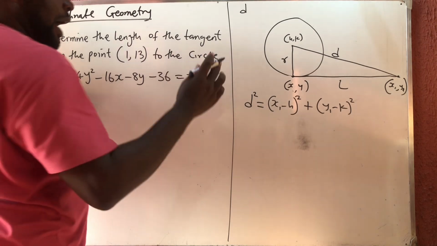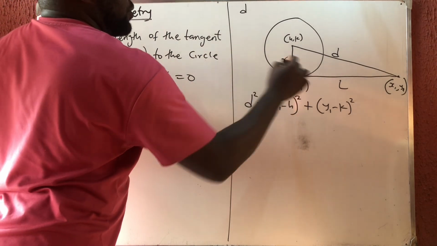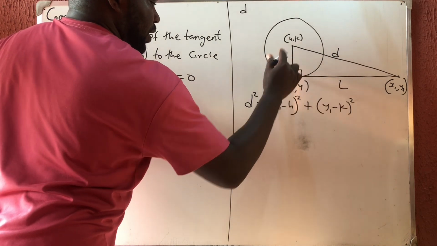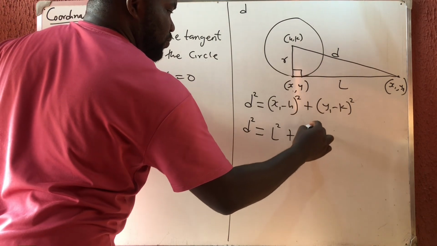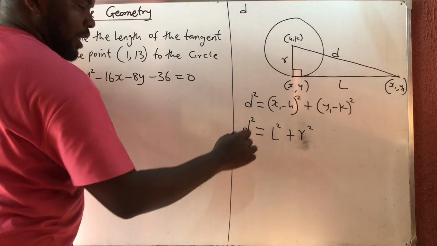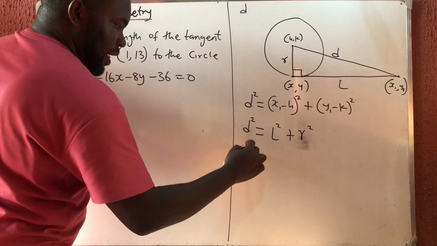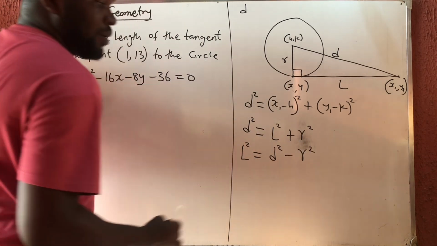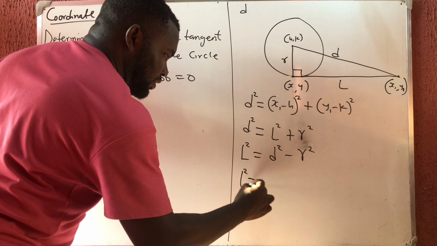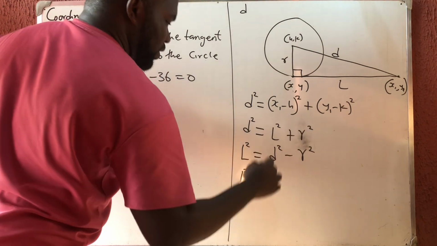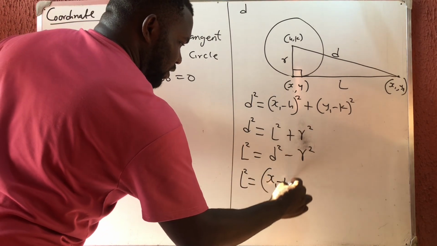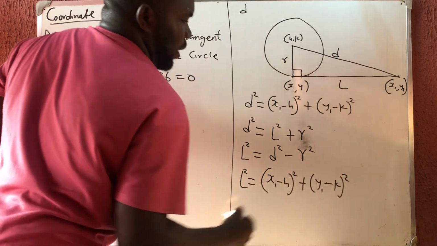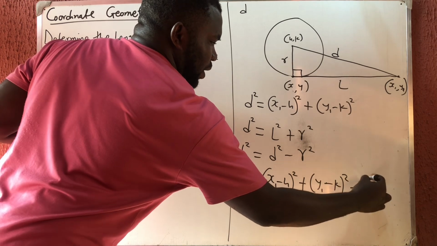Okay. Now, if you want to use Pythagoras theorem, D squared is the same thing as saying L squared plus R squared. I hope you know. And then we are looking for this L. So this L squared is the same thing as D squared minus R squared, right? So therefore, my L squared is equal to (x1 minus h) all squared plus (y1 minus k) all squared, then don't forget I have minus r squared here, right?